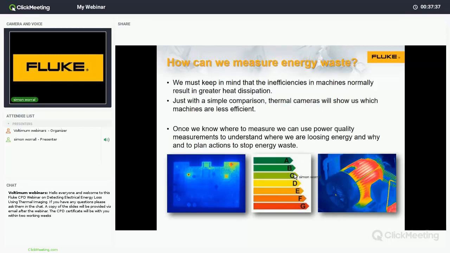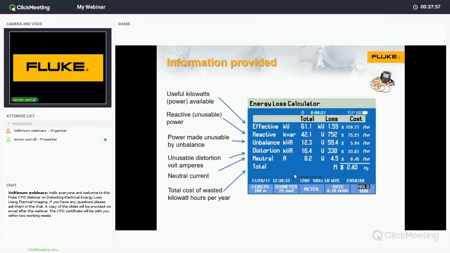So how do we actually measure it? Well, we can do simple comparisons to see how much heat we're losing, but once we know we're losing heat, we can actually use power quality. And Fluke have got some patented models that actually can measure and analyze and cost out where the losses are. This will be on our 430. It is patented technology, and what you can see on screen at the moment, it will measure our effective loss, which is our I squared R in our cables.